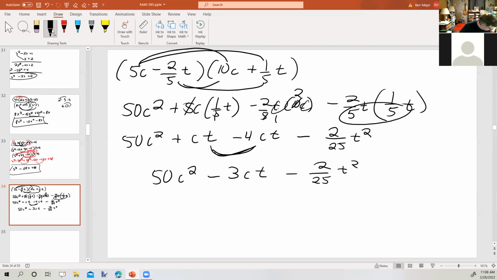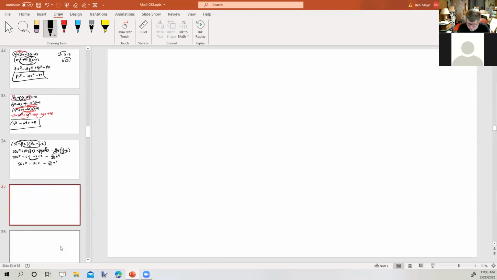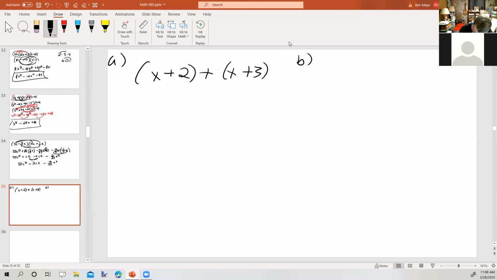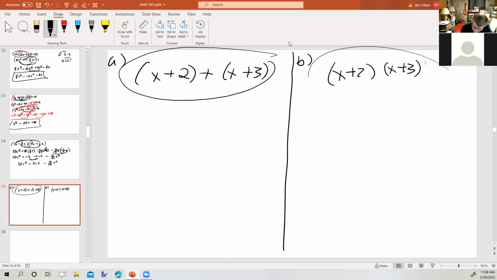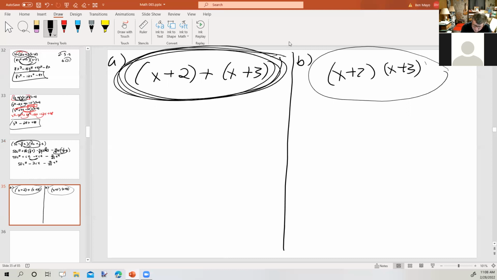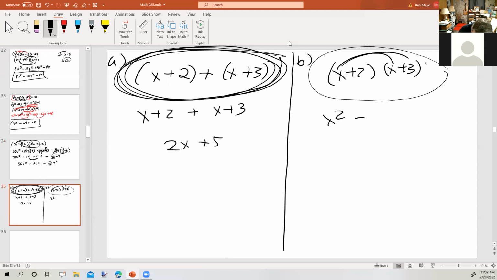Now, speaking of mistakes, here is the common mistake that I see every quarter students making. Let's say I've got x plus 2 plus x plus 3. Okay, we'll call that part A. These are called lookalike problems. Here we've got x plus 2 times x plus 3. And what they'll do is they'll take this problem and they'll treat it like that problem. They'll FOIL it together. That's not multiplication. That's just addition. Here, it's multiplication.